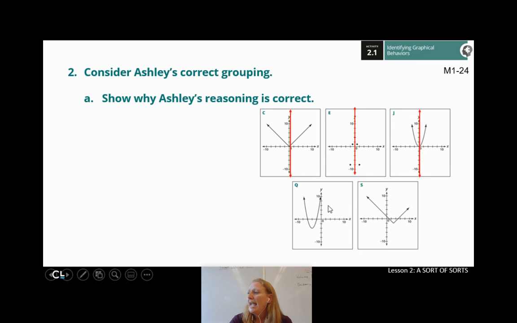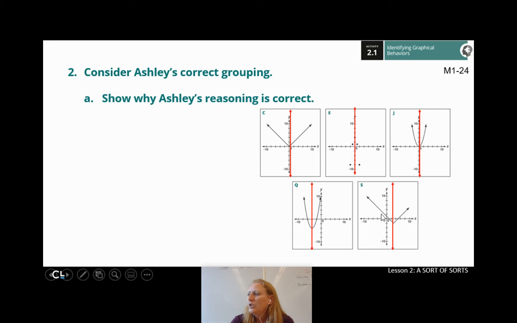Same thing with J. Q was a little different because these first three, my axis of symmetry was right on the y-axis, but that's not true on Q. I had to shift it over a little bit, but I could still draw a line. I mean, it was at 4 instead of at 0, but I can still draw a vertical axis of symmetry such that the left part matches the right part. And that's even true for S.